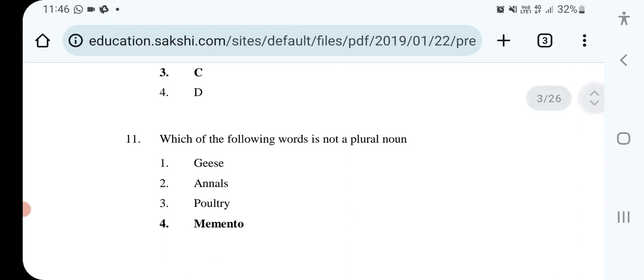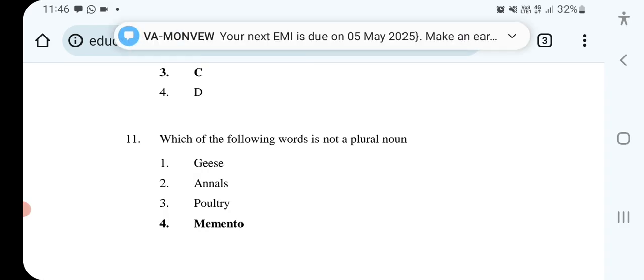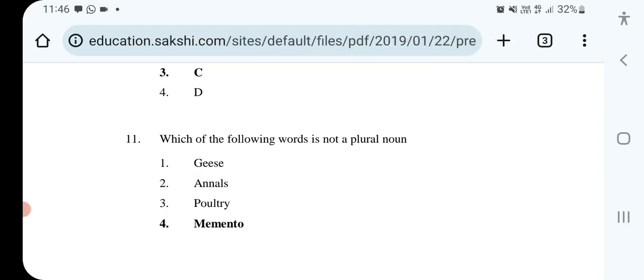Which of the following words is not a plural noun? Geese, singular is goose. Annals, annal. Poultry, this is plural. Memento is singular only. Memento.